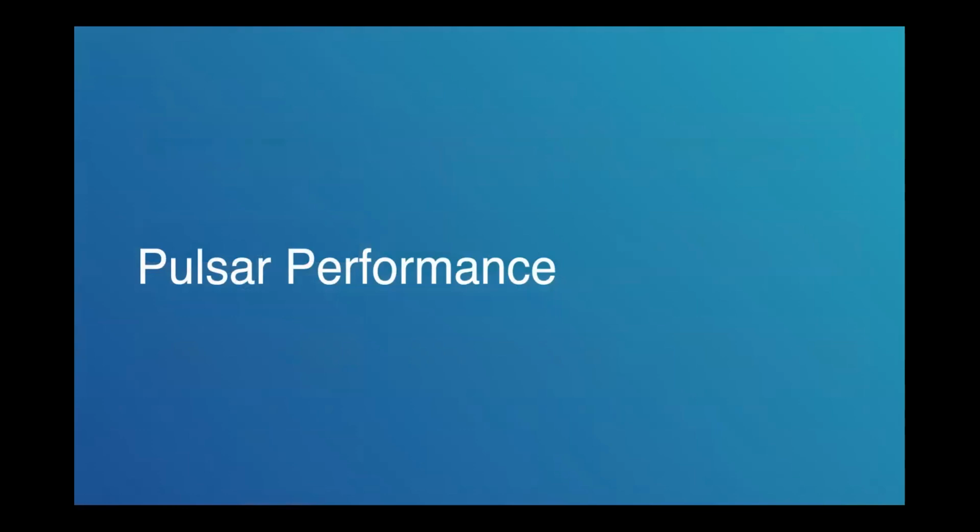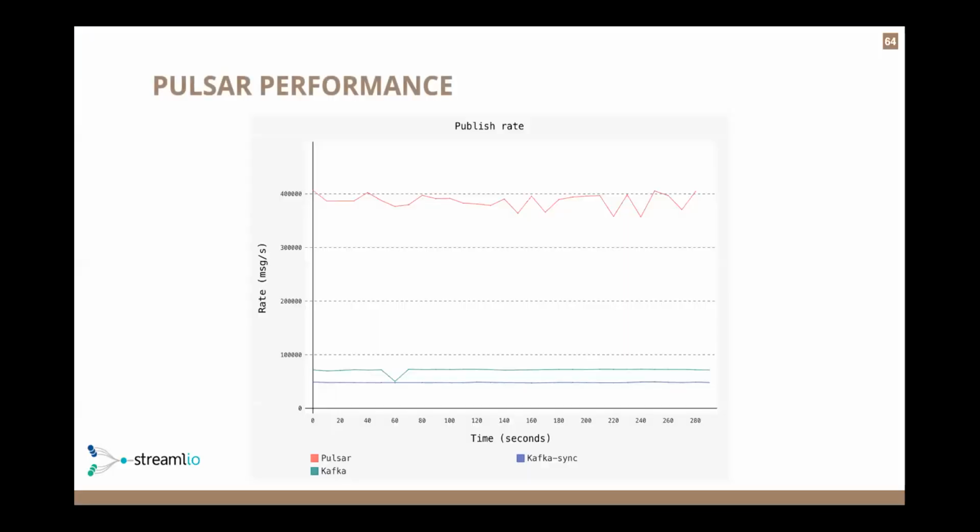So let's talk a little bit about the Pulsar performance and how we do compared to some of the other messaging systems here. Hopefully you can see this. This was done independently using the OpenMessaging Benchmark, and it's a little bit old. We actually have newer, better results than this, but this indicates the publish rate of Apache Pulsar versus Kafka, and then Kafka sync.